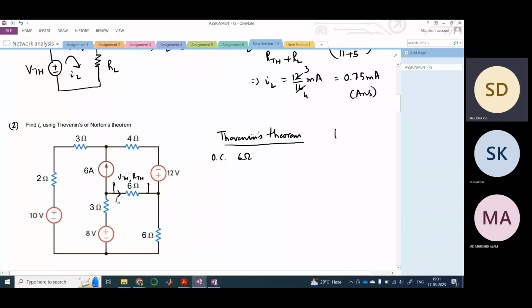Once we do that, our Thevenin equivalent circuit would become something like this: this is RTH, this is VTH, and then we have this 6 ohm resistor connected at this terminal. So easily you can calculate the current flowing. This would be I0, so I0 would be VTH divided by RTH plus 6. This is how you will calculate. This is why you need to open circuit the 6 ohm resistance here.